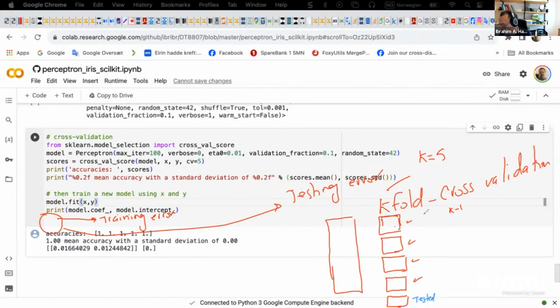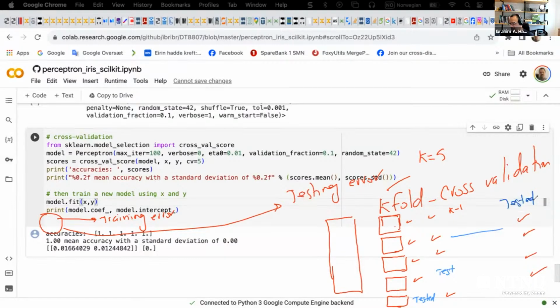So next time, I will train the model using maybe this one, this one, this one, and this one, and it will be tested using this one. And I will calculate the accuracy. And I will repeat this process k times, right? So when it is k times, it will be like training the model using this one, this one, this one, and this one, and it will be tested using this one.